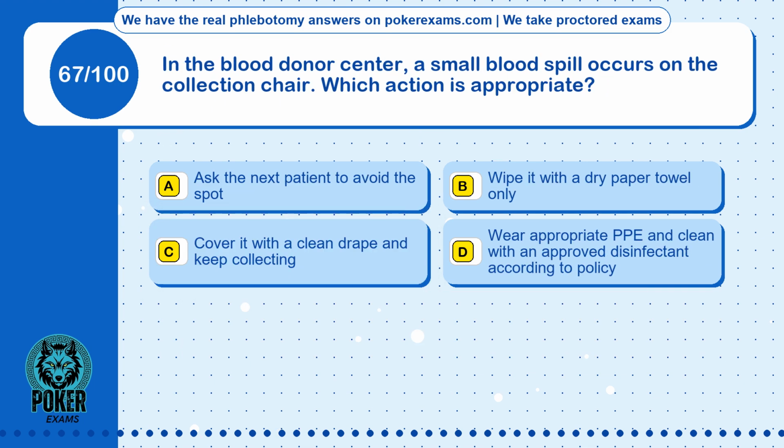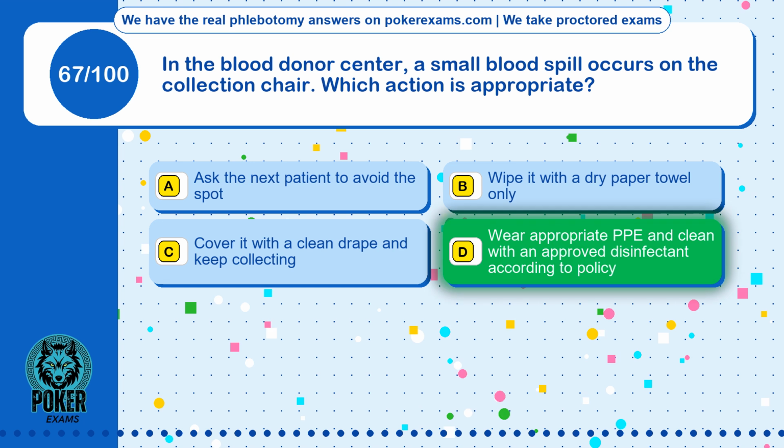Question 67. In the blood donor center, a small blood spill occurs on the collection chair. Which action is appropriate? Option A. Ask the next patient to avoid the spot. Option B. Wipe it with a dry paper towel only. Option C. Cover it with a clean drape and keep collecting. Option D. Wear appropriate PPE and clean with an approved disinfectant according to policy.